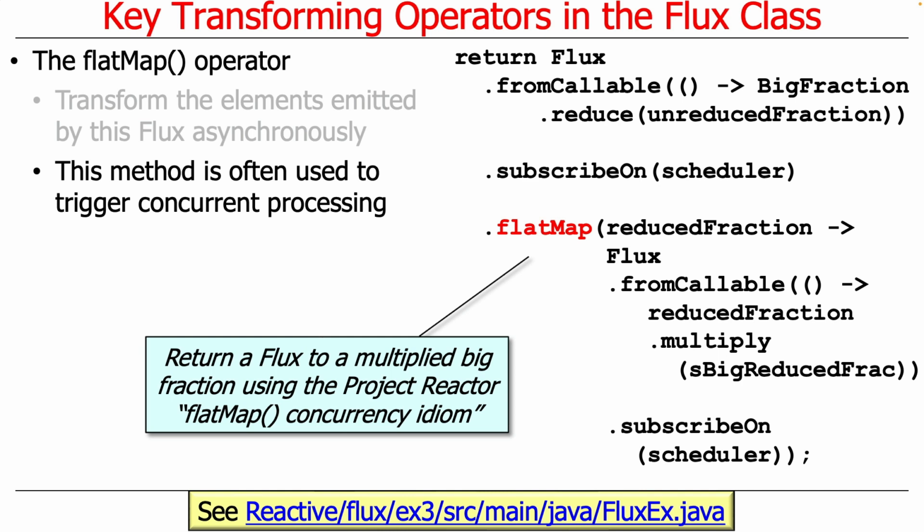And we'll take a closer look at this in the source code when we get to case study EX3. So this particular example is going to go get a big fraction. And this is going to then subscribe that to run on a scheduler. And then we're going to have this intermediate flatMap, which is going to take this flat fraction, and it's going to go ahead and reduce and multiply it and do that in another context, another scheduler context. So this is going to run in a concurrent way. And we'll talk about that when we get into the example here.